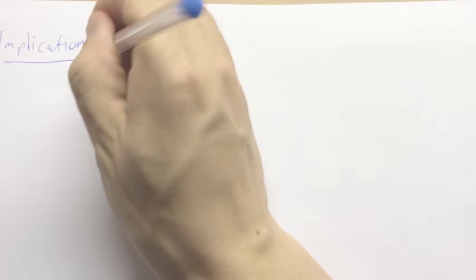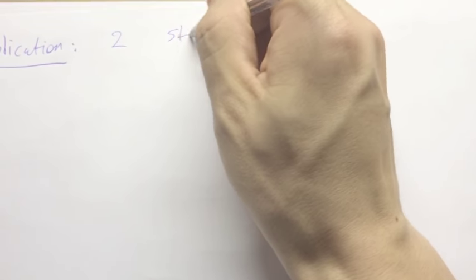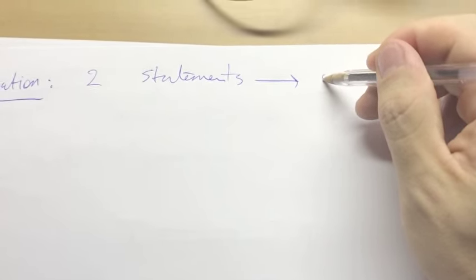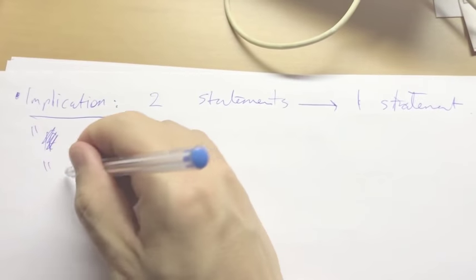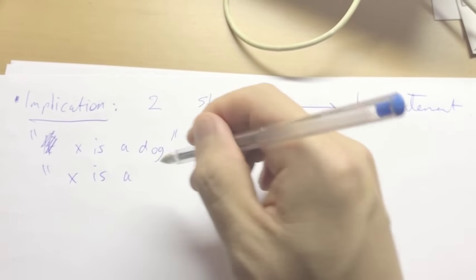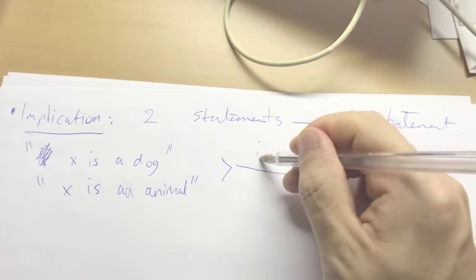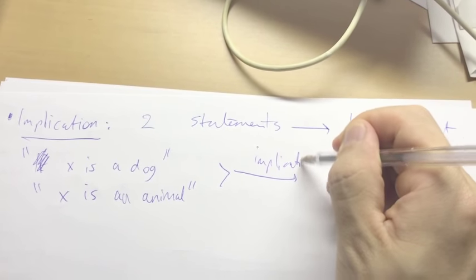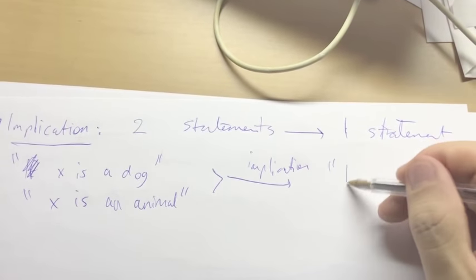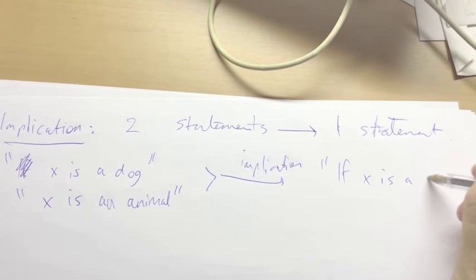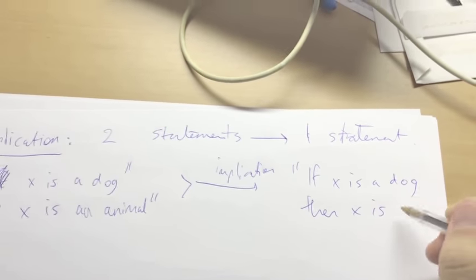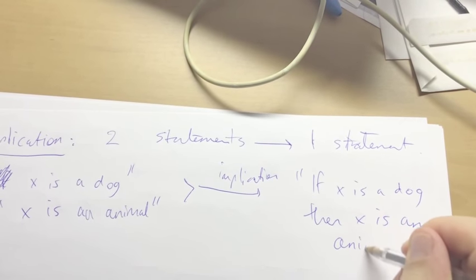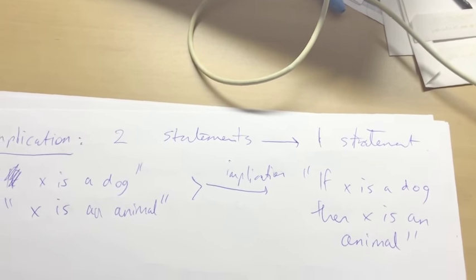So implication takes two statements and outputs a single statement. I'll give you an example. The dog X is an animal under implication. We construct: if X is a dog, then X is an animal. Okay, so it's like an if-then statement.